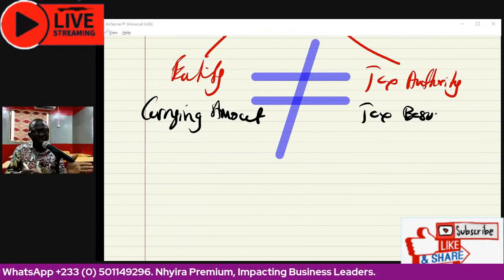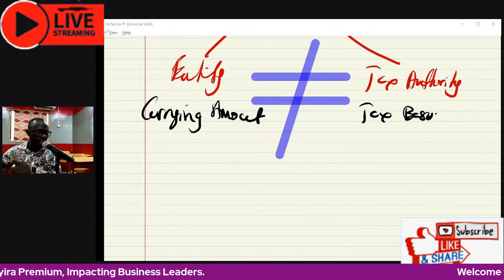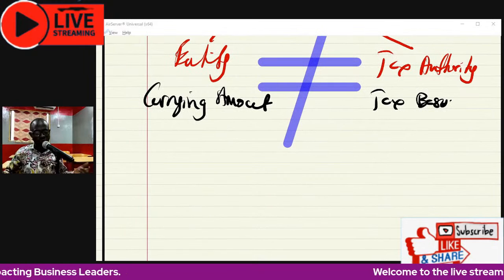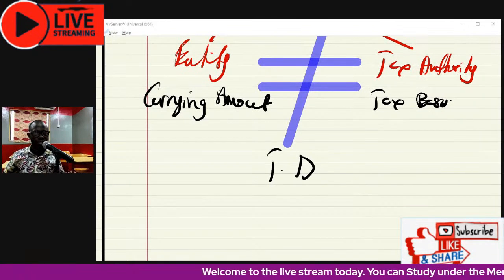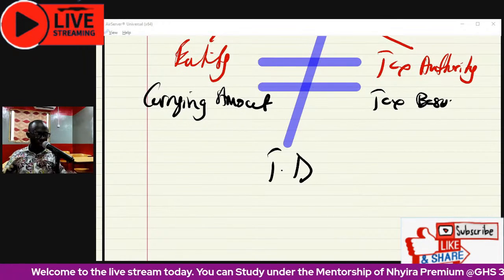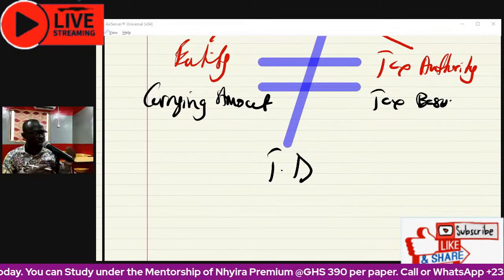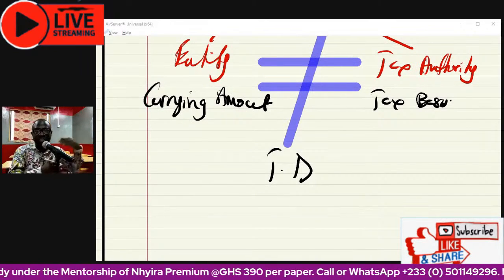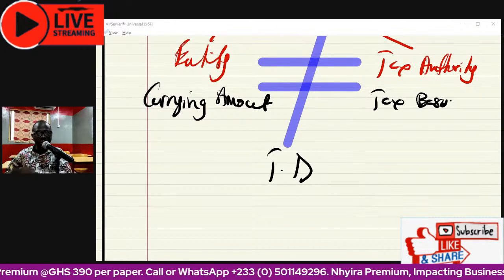So the difference between the carrying amount of a transaction and the tax base of a transaction is what we refer to as temporary difference. TD, temporary difference. So the temporary difference is simply the difference between the carrying amount of a transaction and the tax base.